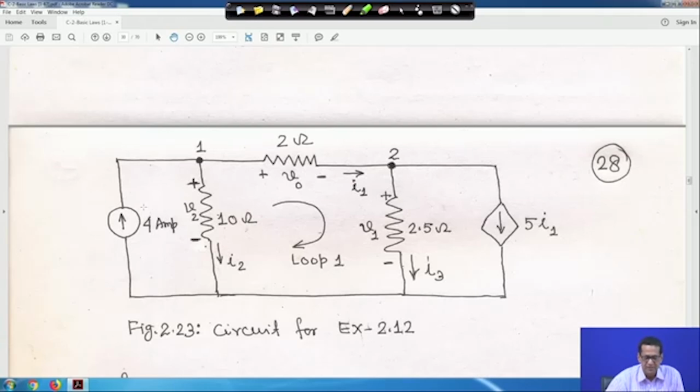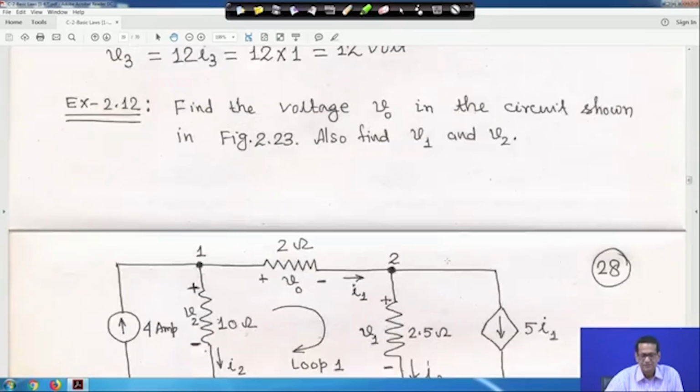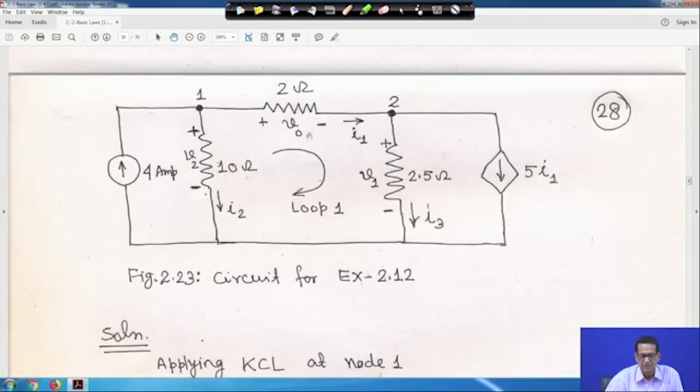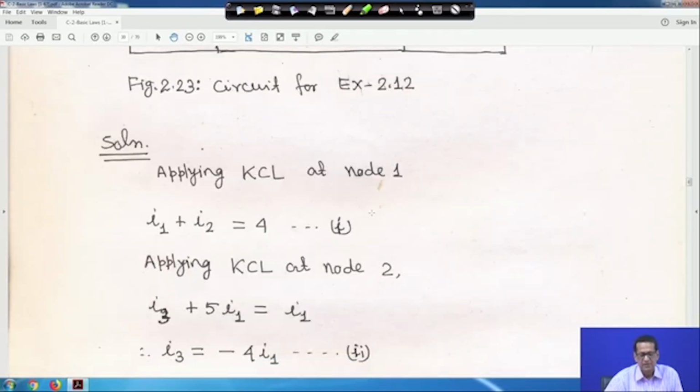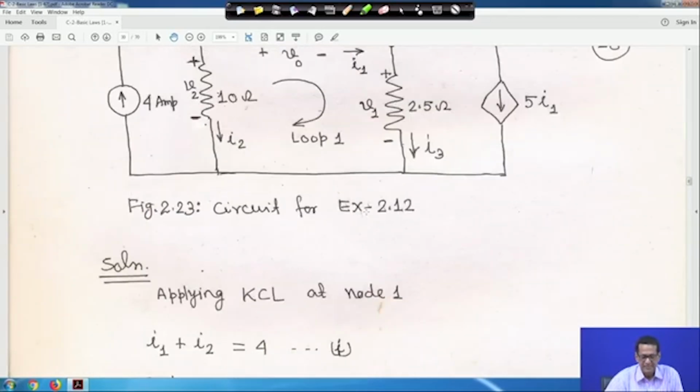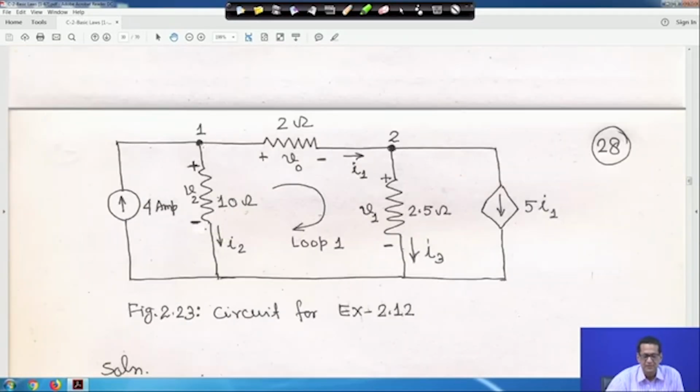This is the 4 ampere current source; through this branch current I2 is flowing, this is I1, and current I3 flows through this one, right. So, you have to find the voltage V0 in the circuit shown in the figure, and also find V1 and V2, that means V0 as well as V1 and V2, right. So, apply KCL at node 1. Node 1 is marked, node 2 is marked, you can see in the diagram; at node 1, you apply KCL here.